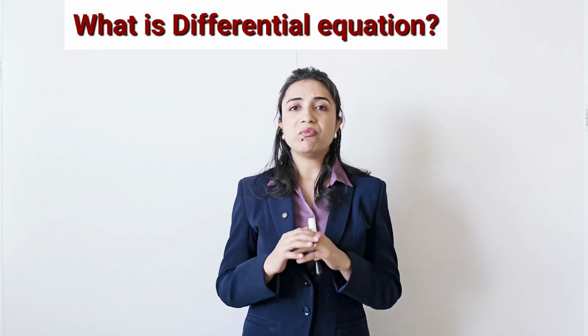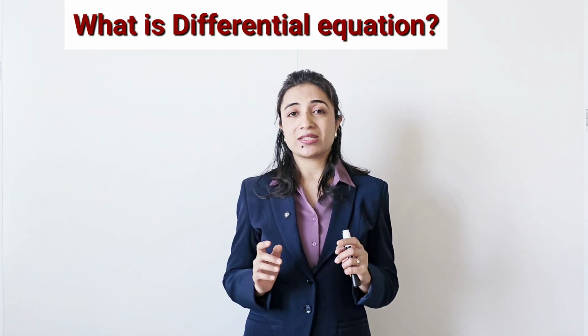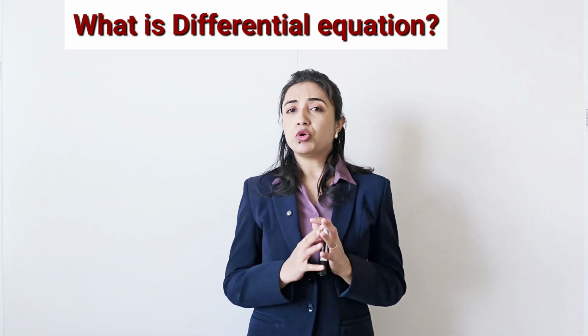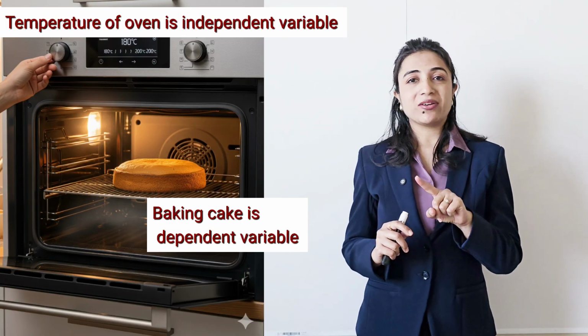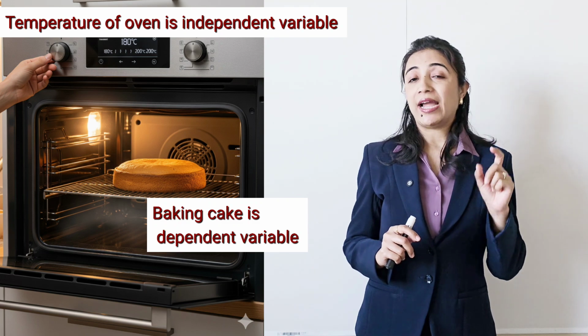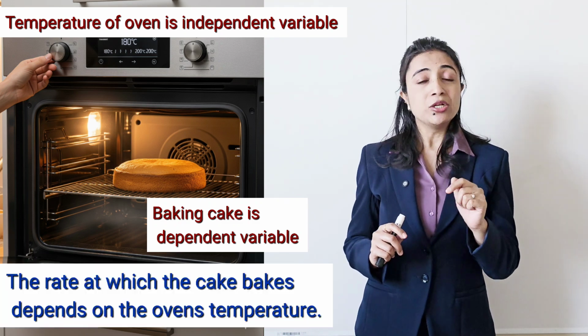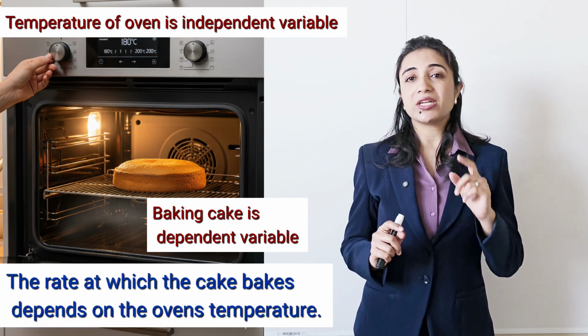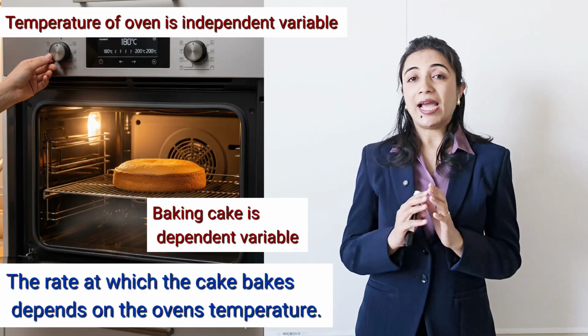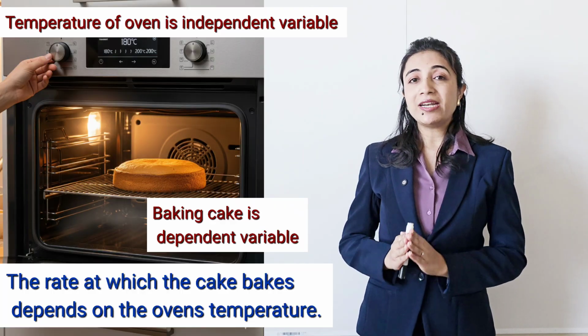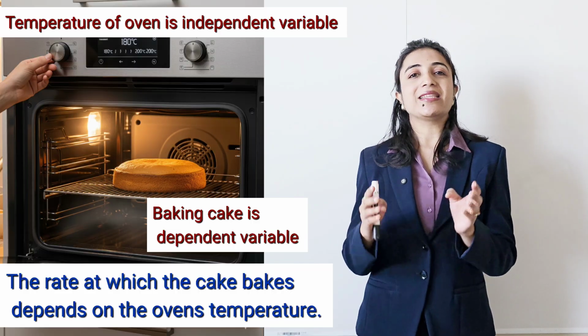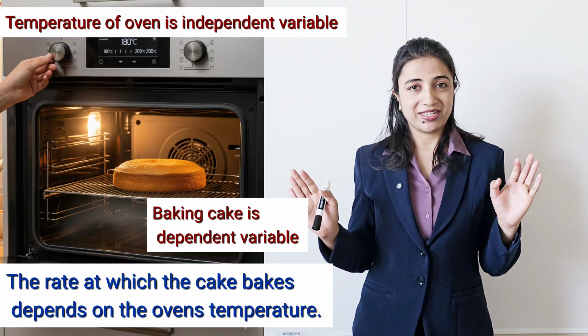In our real life we come across many changes. For example, suppose you want to bake a cake. Now baking the cake depends on the temperature of the oven, and the temperature of the oven is changing, so that changing temperature is called a variable. And here the relation between the temperature of the oven and baking speed is nothing but a differential equation.